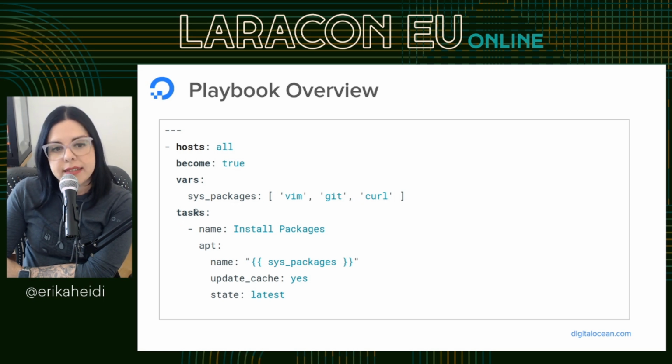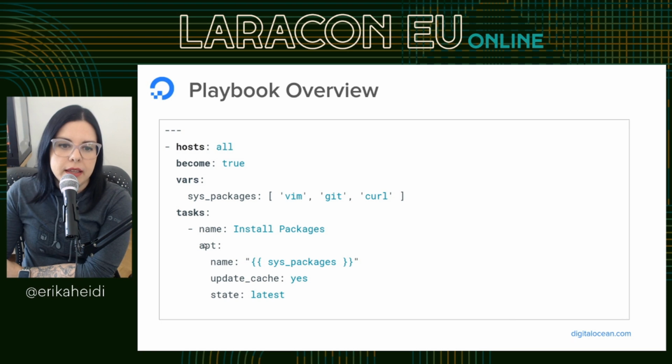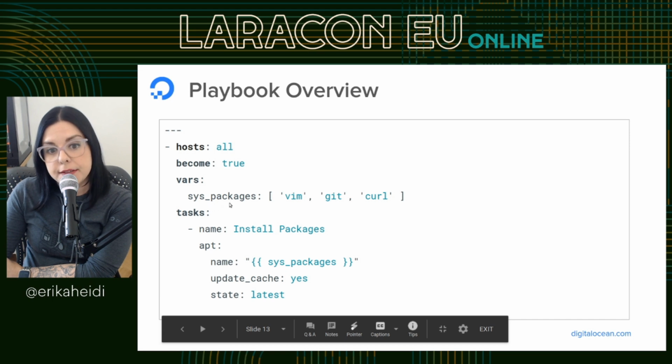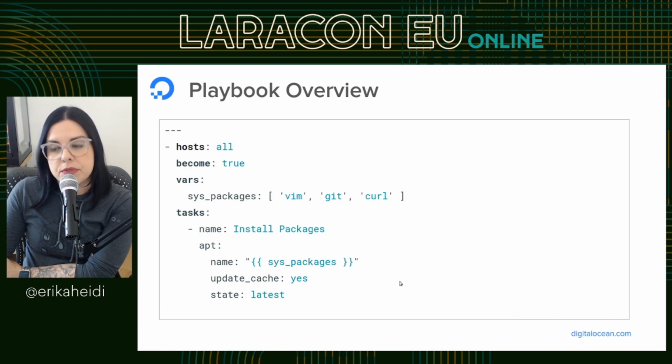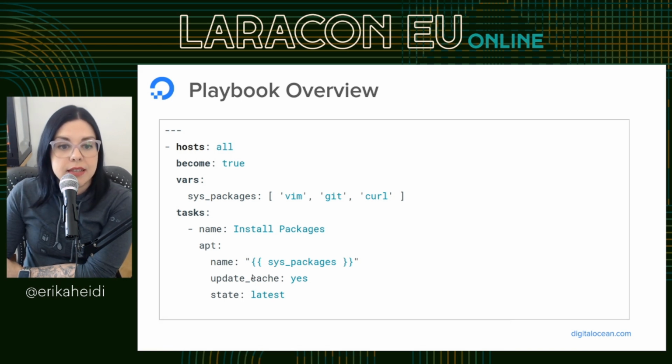And then I start with the tasks. I have just one task here. It's to install packages, and it uses the apt module to install the packages that I defined in the vars, in the variable syspackages. So this will make Ansible loop through the task using all these different values. It also has the update cache. This is an option. Each module has its own options. So the apt module has this option to signalize that you want to run the apt update before installing these packages.